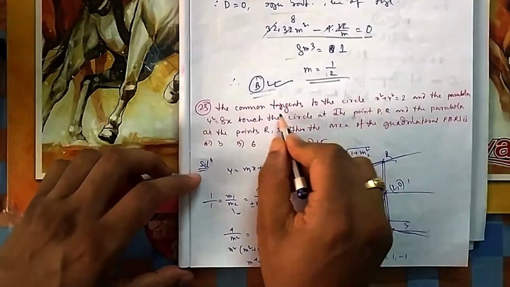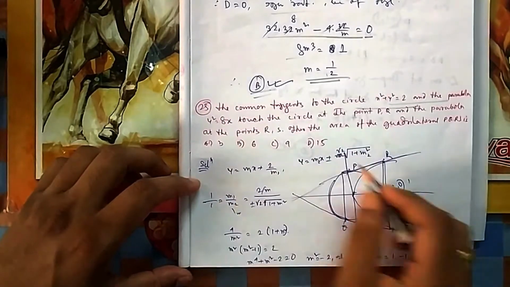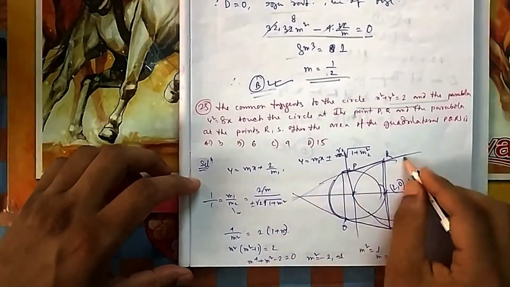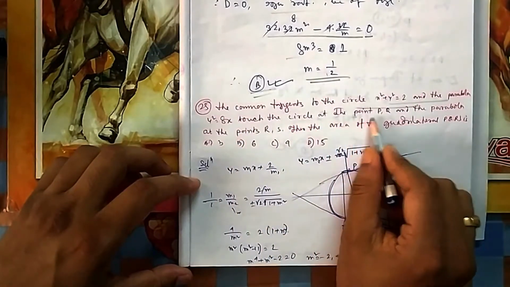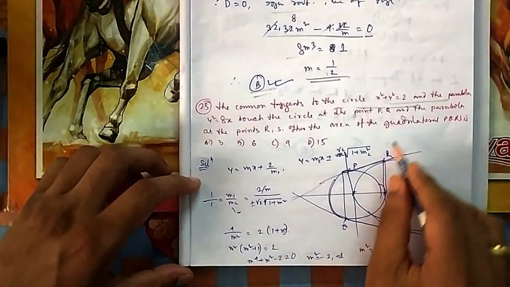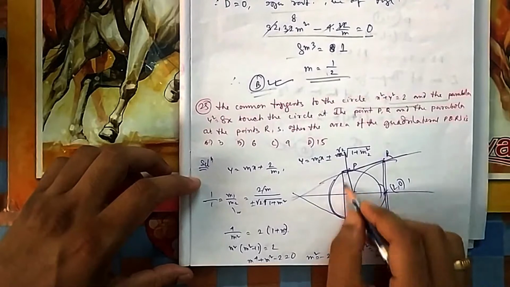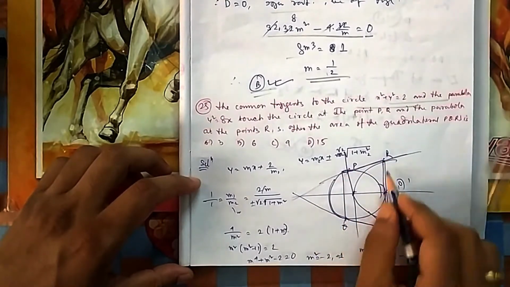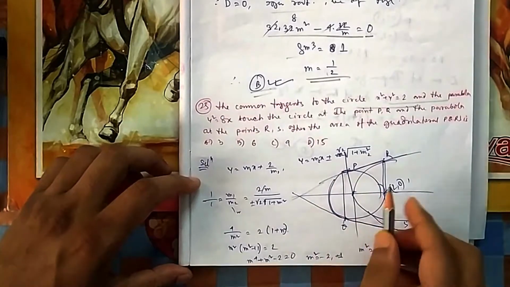Next you come to 25, the common tangents to the circle x square plus y square equal to 2. This is a circle, and the parabola y square equal to 8x. This is the common tangent, either this or this, you can see. They touch the circle at the points P and Q, and touch the parabola at R and S. Then the area of the quadrilateral PQRS. So it is a trapezium, you can see. This line and these lines are flat lines. By symmetry you can see these two will be parallel lines.